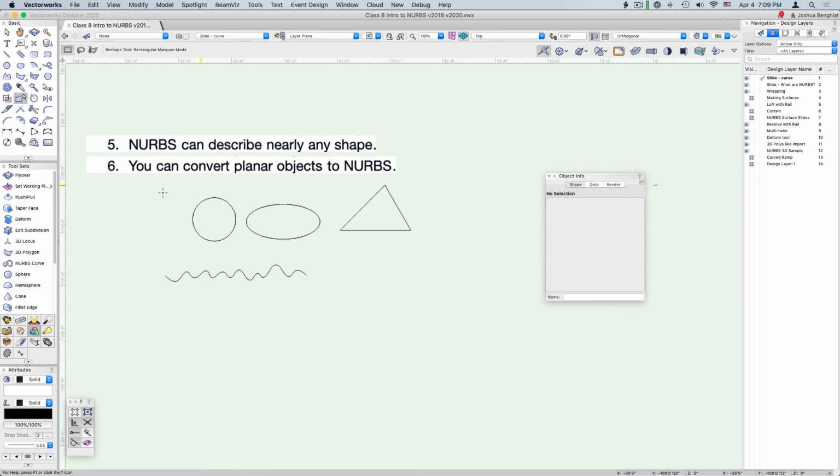The other thing to remember about NURBS is that we can define nearly anything in NURBS. So we can get a circle, we can get an ellipse, we can get a triangle, we can get this sort of squiggly shape. And sometimes the easiest way to create a NURBS curve is to start with the planar object. I would never be able to remember the degrees and the weights to get a circle from a NURBS curve, let alone an ellipse. It's much easier just to use the tools to draw them and then go to Modify, Convert to NURBS.